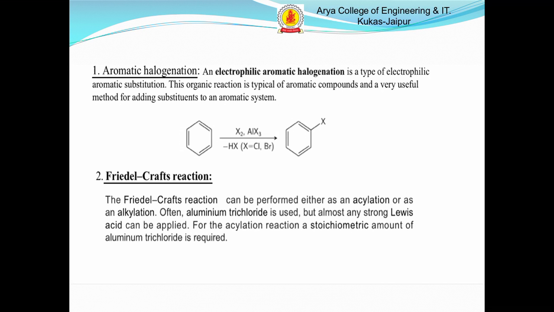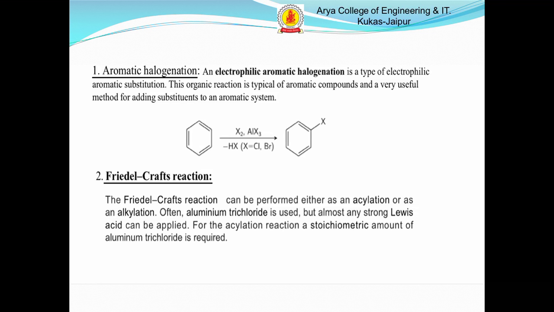First is aromatic halogenation. Aromatic halogenation is a type of electrophilic aromatic substitution. This organic reaction is typical of aromatic compounds and is a very useful method. This is the aromatic halogenation.